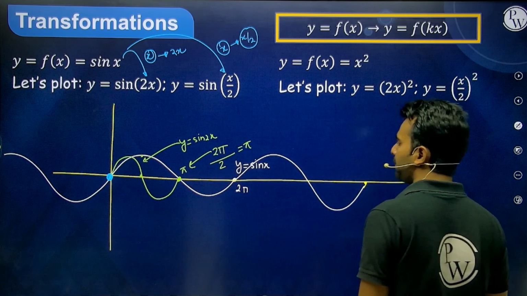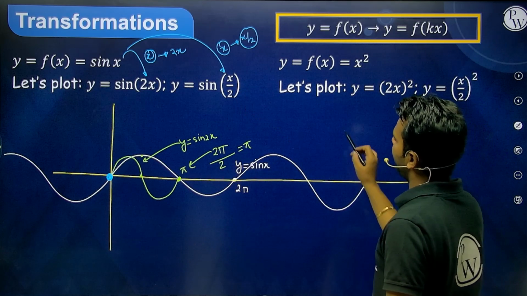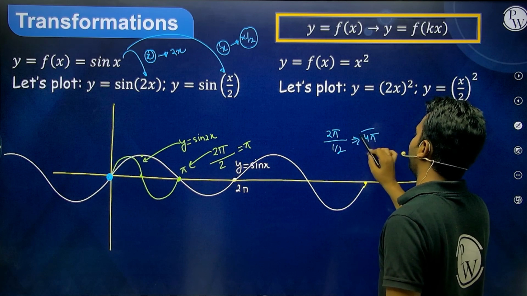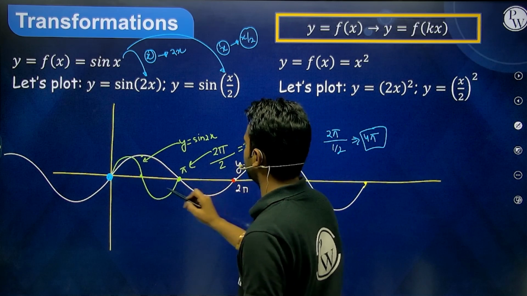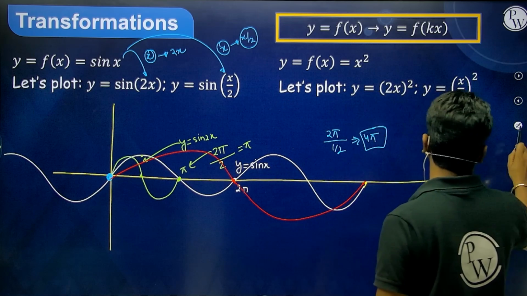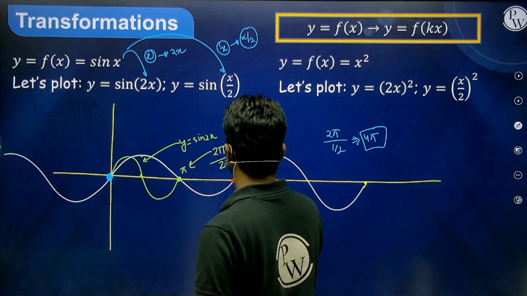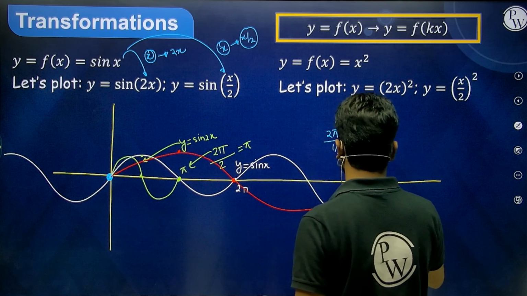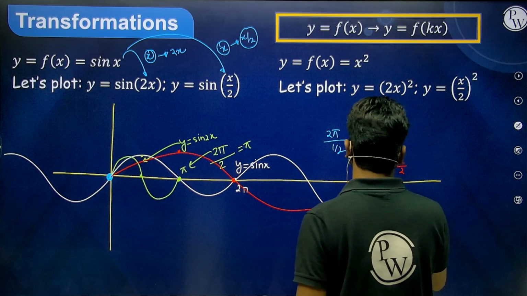Yep. If you talk about this, stretching will take place, and if you write 2 pi over 1 by 2, it will become 4 pi. So in 4 pi, one cycle will be completed. So if you draw this, the graph will be looking something like this. Okay, I hope you got the point. I hope you understood the agenda. This is the graph of y equal to sin x by 2. This point will be 4 pi.